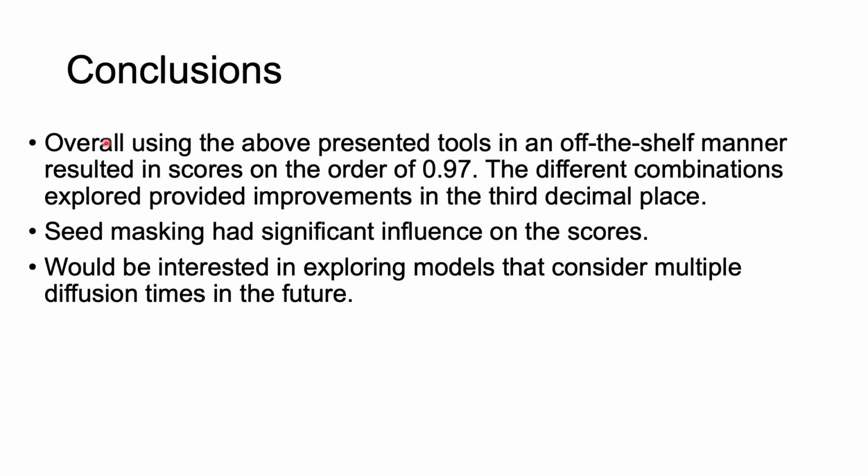In conclusion, overall, using the above presented tools pretty much in an off-the-shelf manner resulted in scores on the order of 0.97. The different combinations explored provided improvements in the third decimal place. Seed masking did have a significant influence on the scores. We would be interested in exploring models that consider multiple diffusion times in the future.